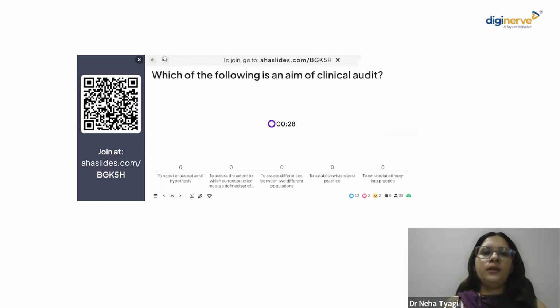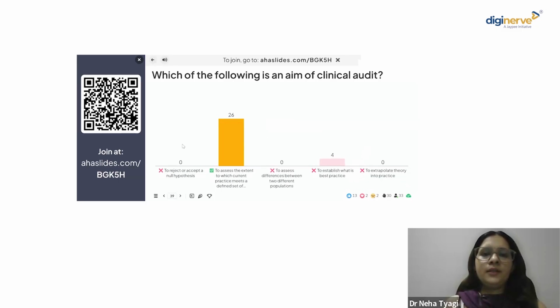Which of the following is an aim of clinical audit? Kindly mark your answers. Twenty-six have marked it correctly. It's to assess the extent to which current practice meets a defined set of standards.